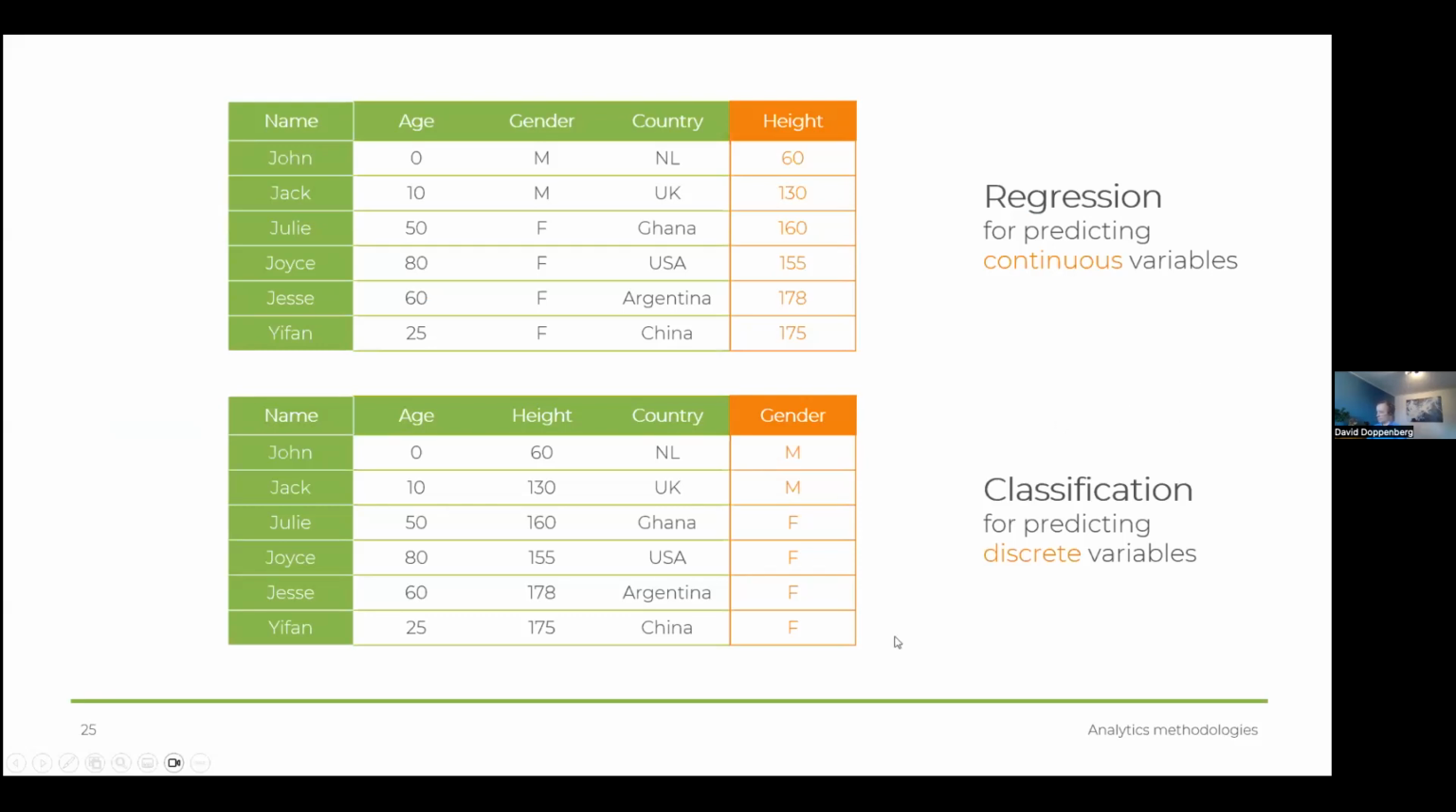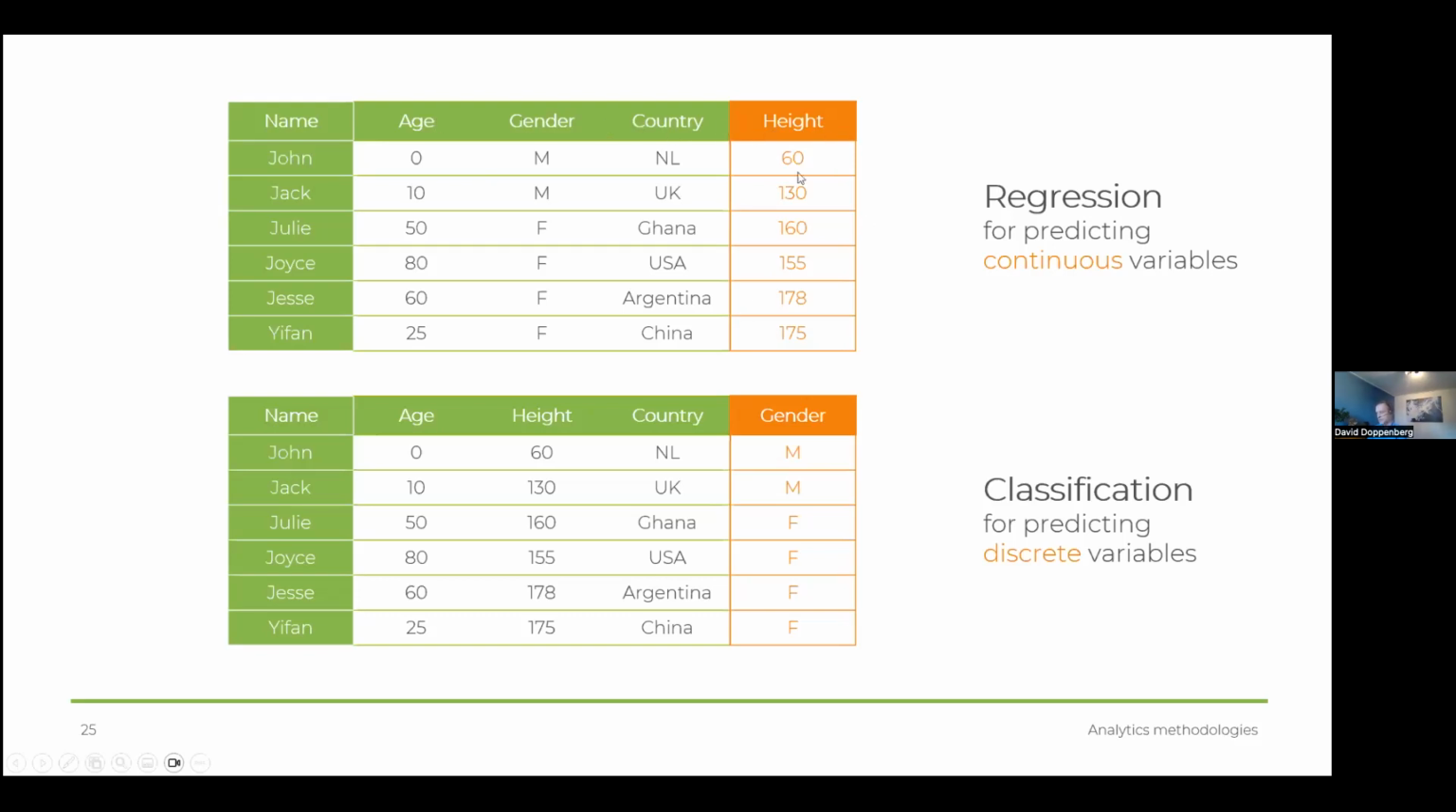Again, to show you two different examples of regression and classification. So in this case, we have basically twice the same data set. This data set consists of persons, so names, and each person has an age, a gender, a country, and a height. Suppose you would get this data set and you want to do a regression study on it, you would look for something that's continuous, meaning it's actually a number. So if you want to do regression, you would, for example, look at the height or the age.